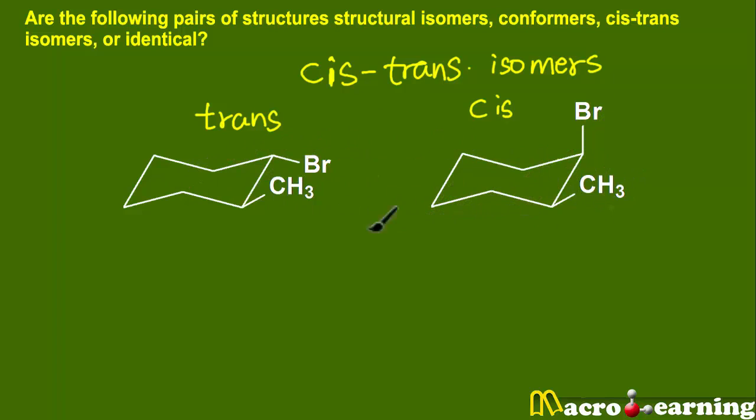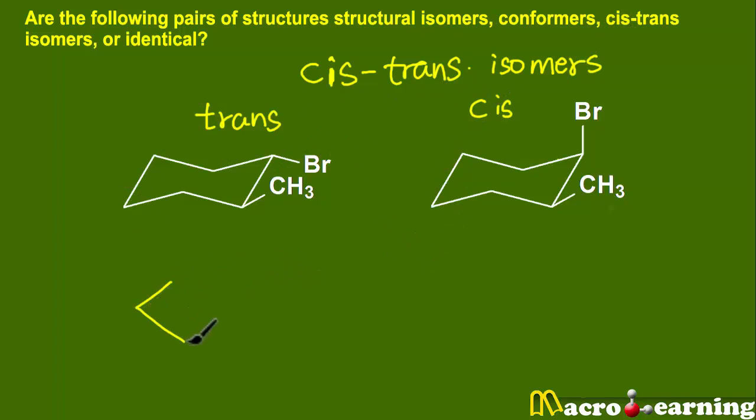But in fact, this methyl, which is an E bond, still exists as an E bond in this one. So because of that, they're simply not conformers. It's as simple as that. Okay, so they're not structural isomers, not conformers, not identical, of course, but cis-trans.